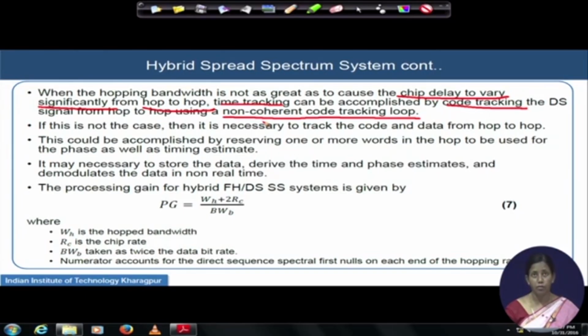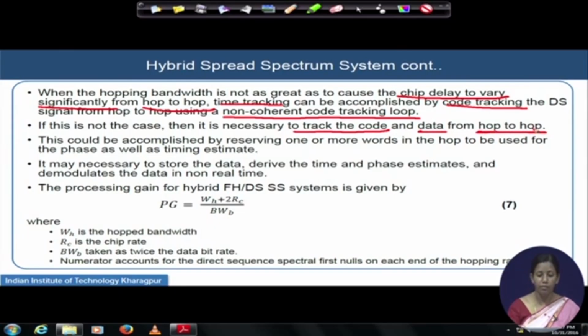But if this is not the situation, that is, when the chip delay is really significant from hop to hop, then it is necessary that you track the code and the data for each and every hop.